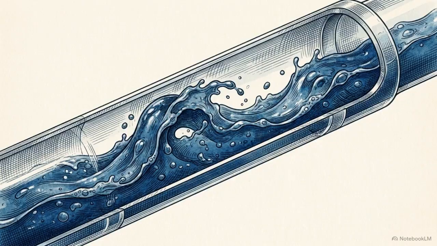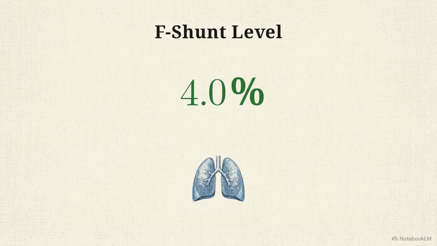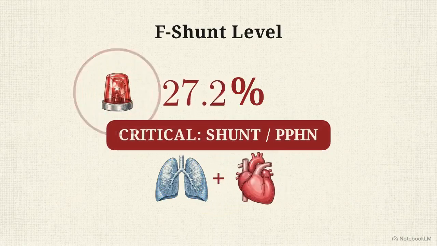Fraction shunt is the exact percentage of blood that fails to pick up oxygen because it structurally detours around the pulmonary system. Here you see the anatomical reality. Venous blood bypasses the alveolus, polluting the arterial supply. A normal F-shunt sits under 5%. As that number climbs, it reveals escalating pulmonary resistance or structural cardiac issues.